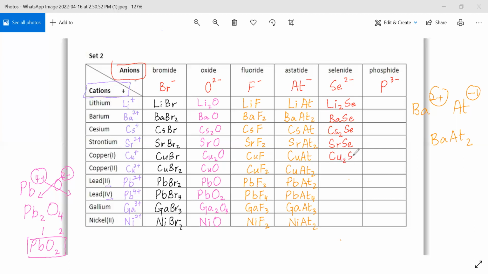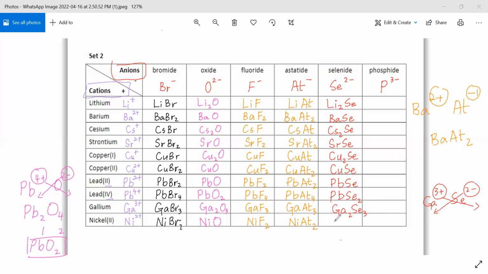Cu2Se. Good. Yes, Ishan. CuSe, yes. Ozan, next. PbSe. PbSe2, perfect. So you guys already know how to bring in the simplest ratio. Perfect. Next, Ozan. GaSe? Ga3Se2, I think. Ga is 3+, Se is 2-, right? Ga2Se3. Agreed. Three here and two there, swapping, right?